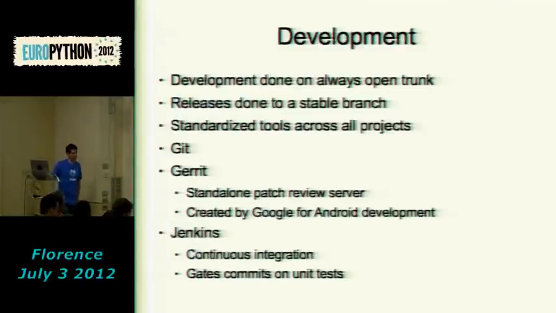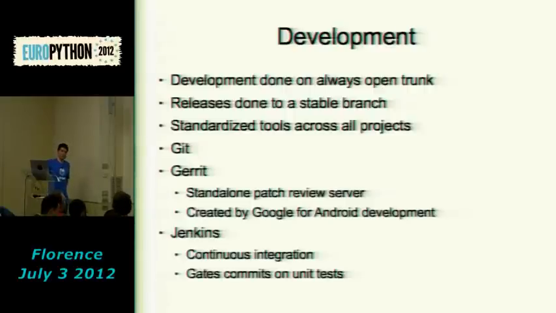So, development. All development happens on trunk, and it's always open. As a release happens, it's branched off to a stable branch, and any stabilization work is done on the stable branch.